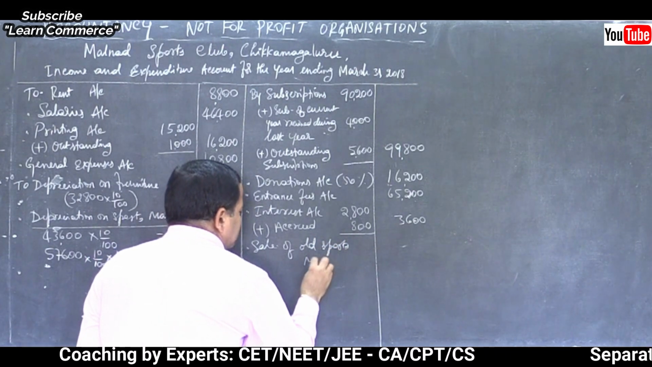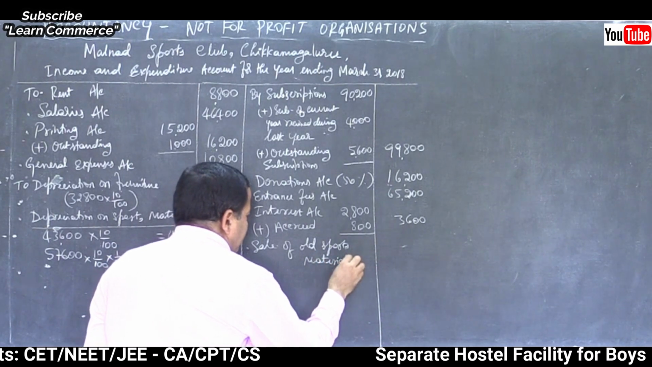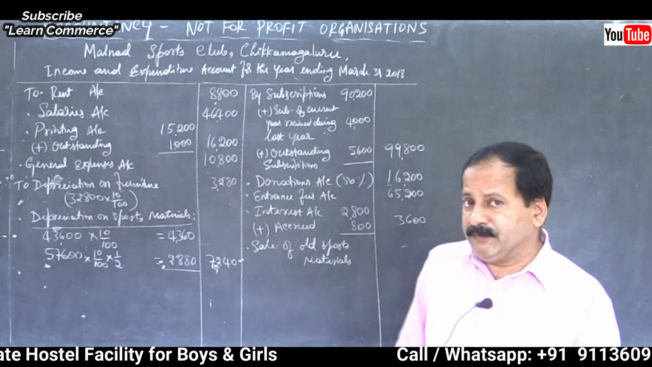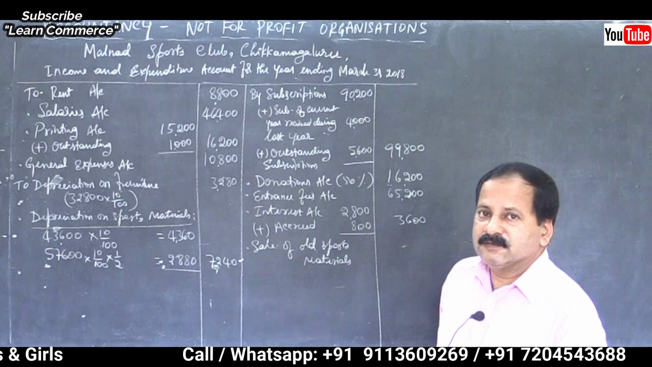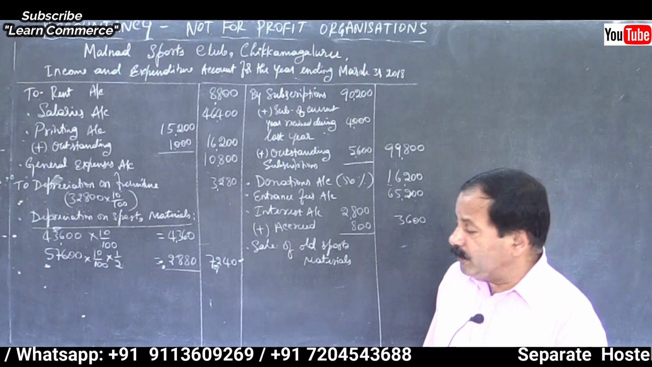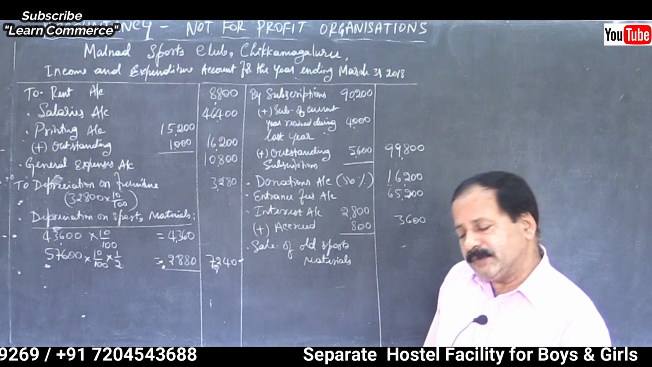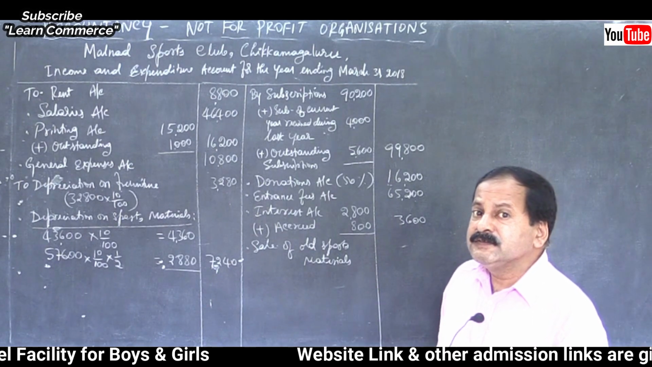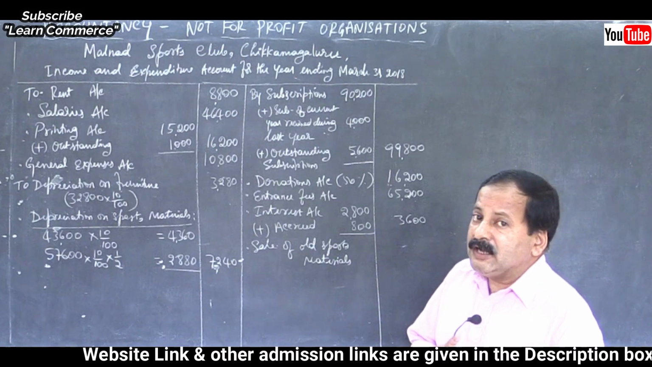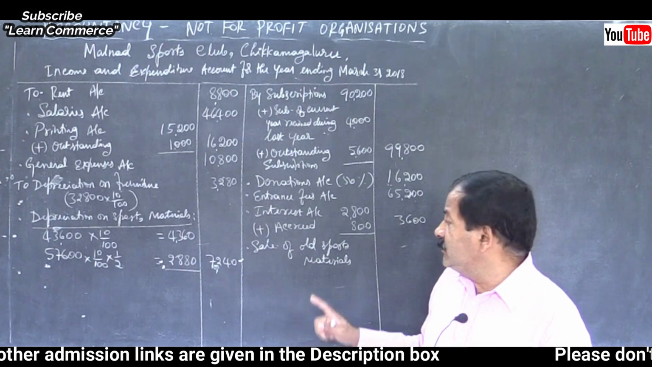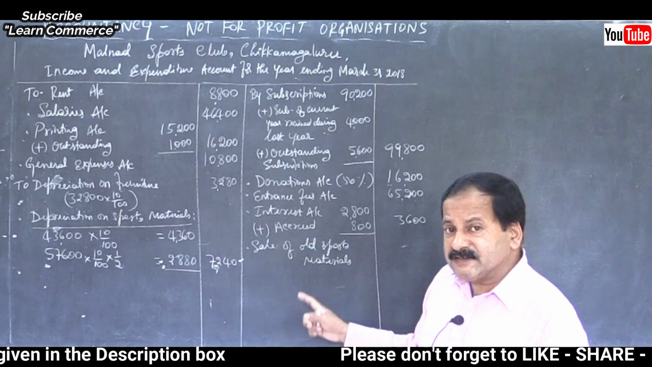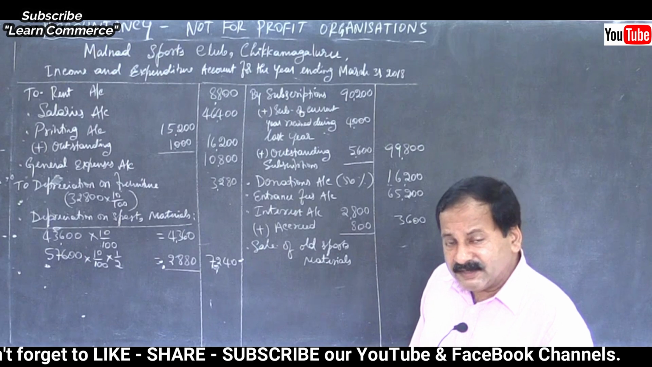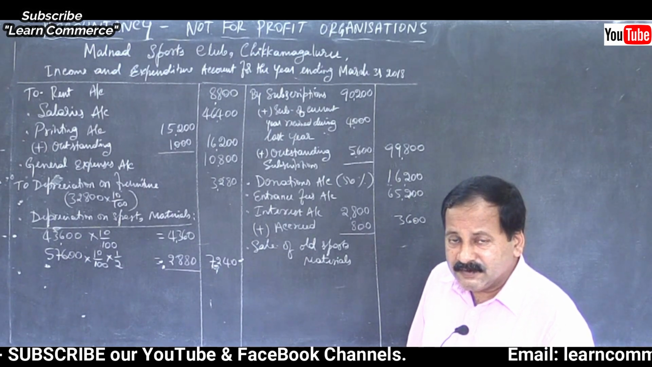Old sports materials. Remember, if by mistake they give sale of sports materials, then how will you treat it, capital or revenue? If you write capital, then also it is correct. But don't write capital, write revenue only, because the very definition of not-for-profit organization is non-trading. They are not engaged in sale of items. So if they purchase sports materials and if they sell, that is trading activity. If old sports materials are sold, that is fine, they are disposing the scrap, isn't it?